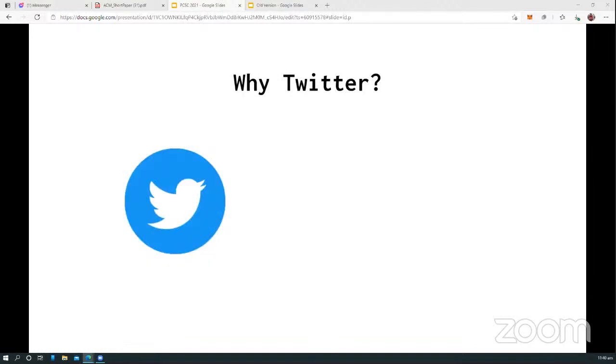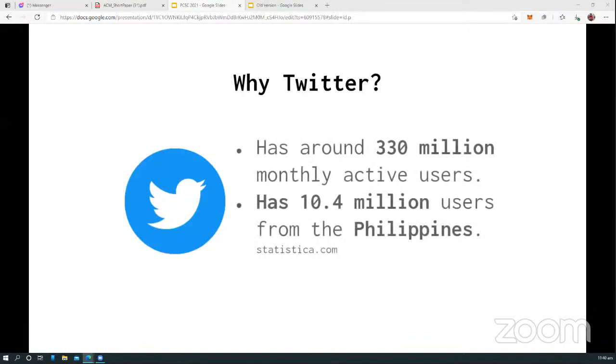So why Twitter? Twitter has around 330 million monthly active users as of 2019. 10.4 million are from the Philippines. The number of users, level of activity, and the volume of content publicly available on Twitter provide large data for researchers.